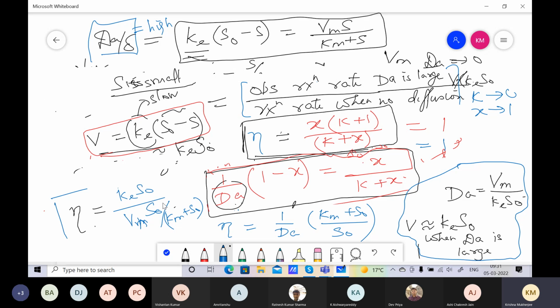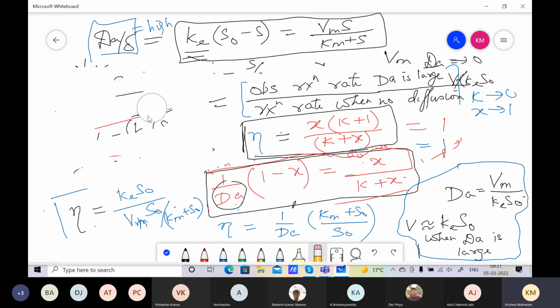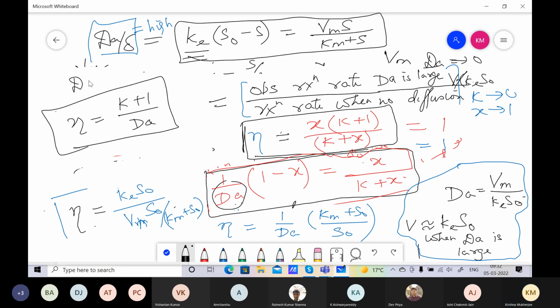So the third expression that we can derive for large dA values is efficiency is equal to kappa plus 1 by dA. Kappa plus 1 by dA. You have a rather simple expression for large dA. So you can see what I was trying to prove very simply, that it is an inverse function.